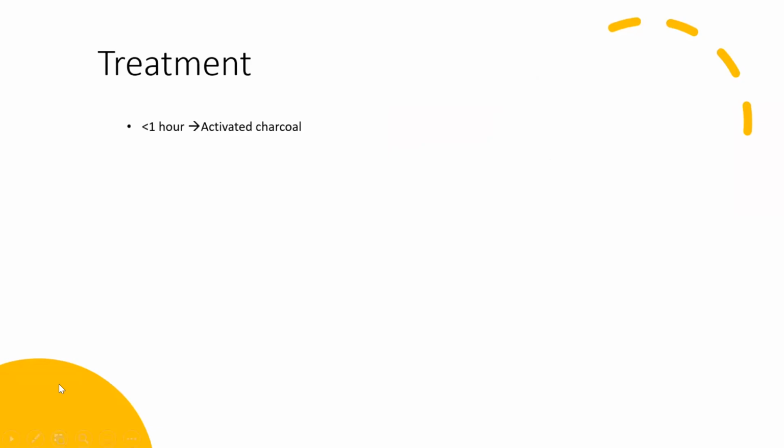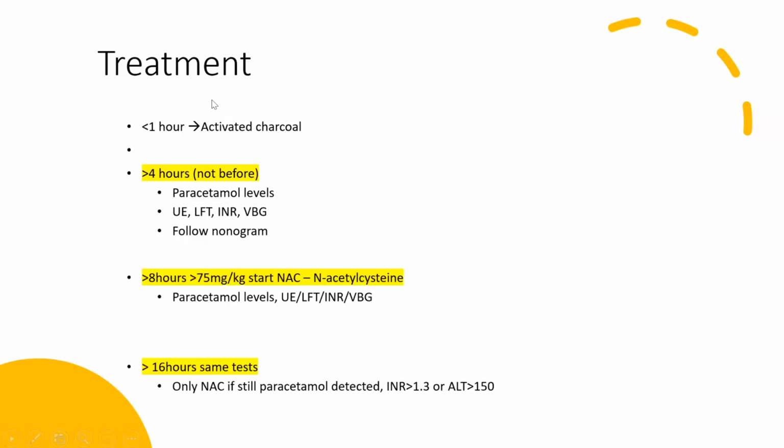So if it's less than 1 hour, activated charcoal. If it's more than 4 hours, then you take paracetamol levels. However, if it's less than 4 hours, you can check the other bloods, but don't take paracetamol levels yet, because it can cause you to go in the wrong direction, because the paracetamol won't have been absorbed into the system completely yet. So it's important to wait to the 4 hour mark to check your paracetamol levels. And then you follow a nomogram, which I'll show you on the next slide. But there's different guidance. It's a bit confusing, but the hospital I'm in currently has a proforma that you literally follow.